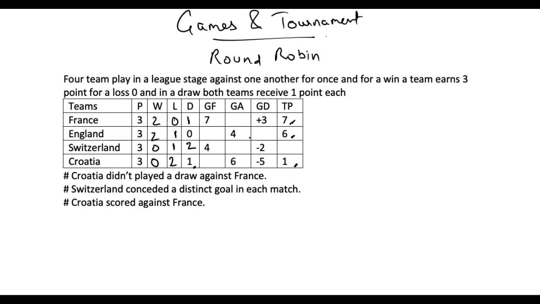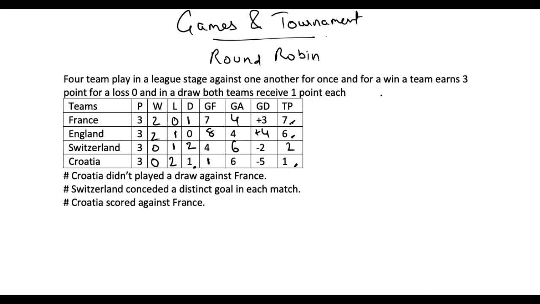Coming to the goals, we have goal difference of +3 for France. That means it has conceded 4 goals. We have -2 for Switzerland, that means it has conceded 6 goals, and we have -5 for Croatia, that means it has scored only 1 goal. Now goals against is 4, 4, 6 and 6, that is 20, and goals for should also be 20, that will be 7 plus 4 plus 1, 12, that means England has scored 8 goals and the goal difference is +4. Coming to the points of Switzerland, it has 2 draws and 1 loss, that means it has only 2 points. Now we have completed the table.